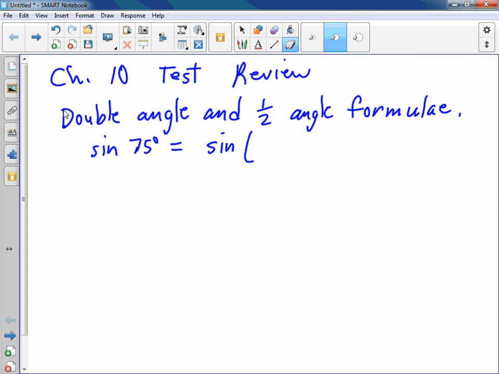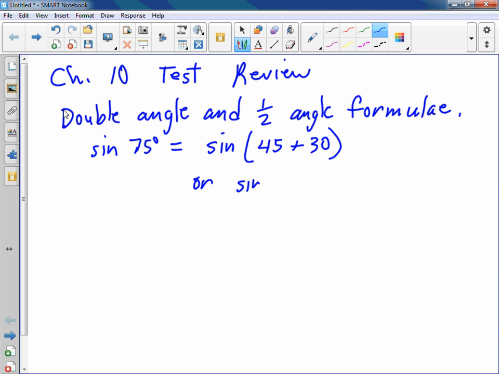45 and 30, 45 plus 30, or sine of 105 minus 30. Either one of those will work, and they'll work just fine. But be able to use those. It's not a matter of memorizing anything. You can write them all in your notes, all those little tables they had in the book. Just make sure you have those in your notes, okay? Because otherwise you're going to be hurting big time. Questions on that part?